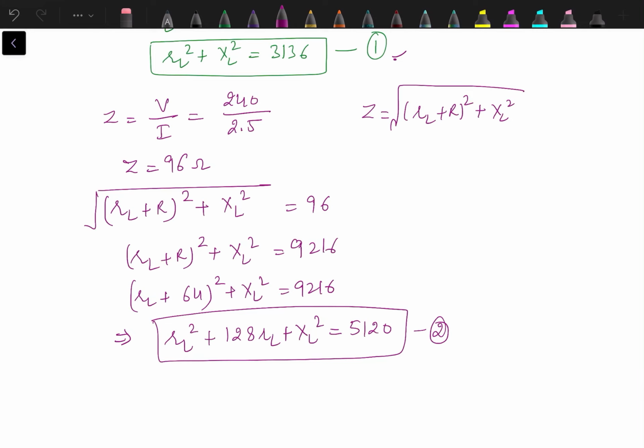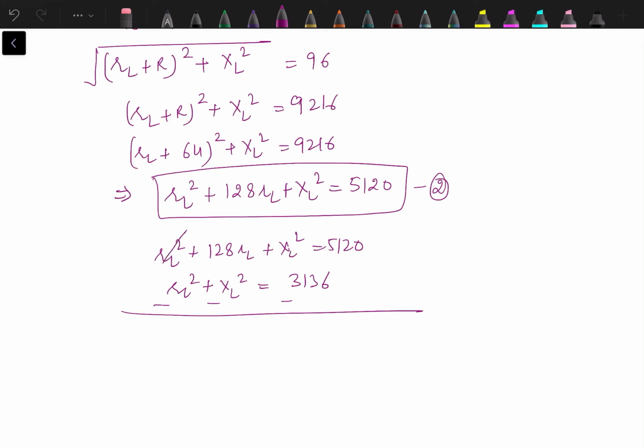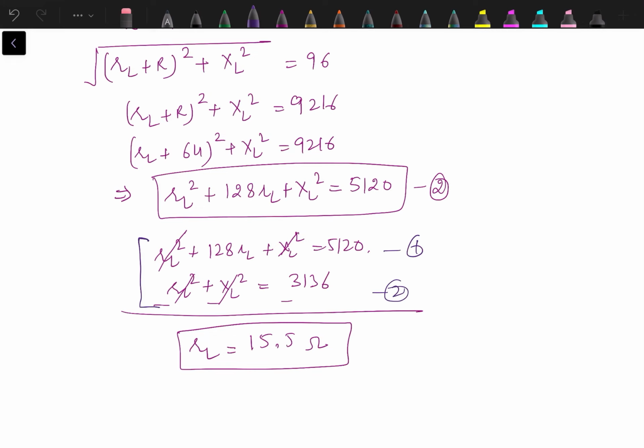Now if we subtract the first equation from the second equation, then what we have? RL square plus 120 RL plus XL square is equal to 5120. The first equation is RL square plus XL square is equal to 3136. Now if we subtract this, we can get the value of RL, and that is 15.5 ohm. This is what we get from the solution of these two equations, first and second equation.